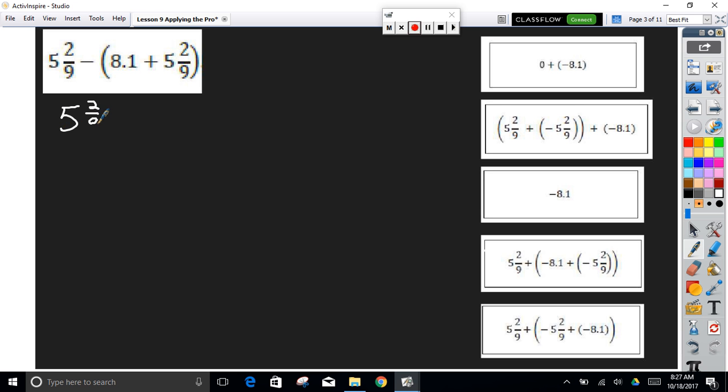So we have 5 2/9 plus negative 8.1 plus negative 5 2/9. Okay, so what changed, Sky, from the first original problem to the first step? Yeah, we made the ones within the parentheses negative.